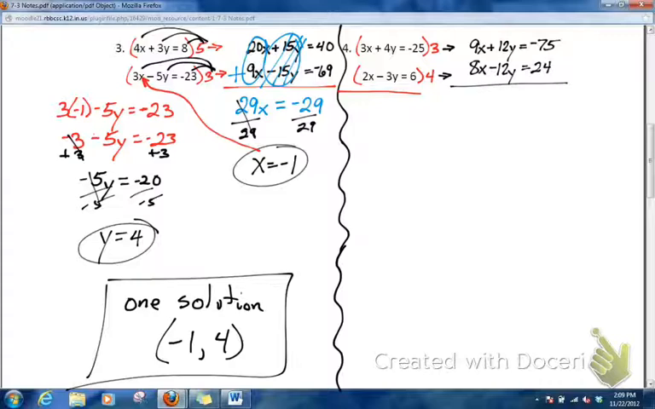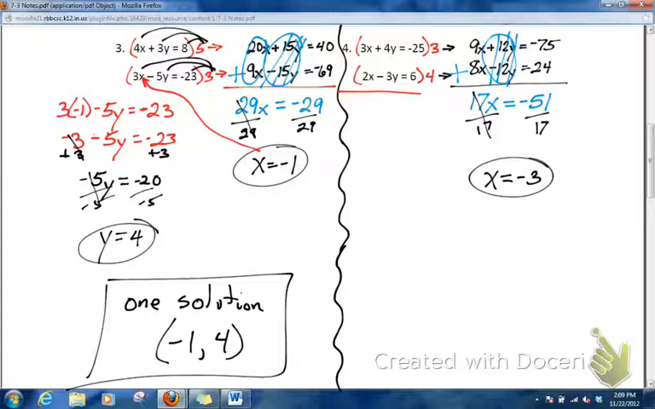So again, since I turned the two numbers that were already opposites into the same coefficient, I can now add these two equations. 9 plus 8 is 17x. Positive 12 and negative 12 cancel. Negative 75 plus 24 makes negative 51. And last step here into solving would be to divide by 17. So x equals negative 51 divided by 17 is negative 3.